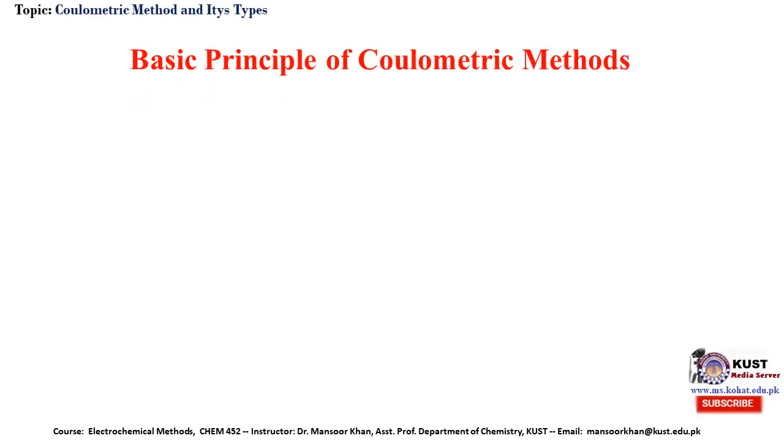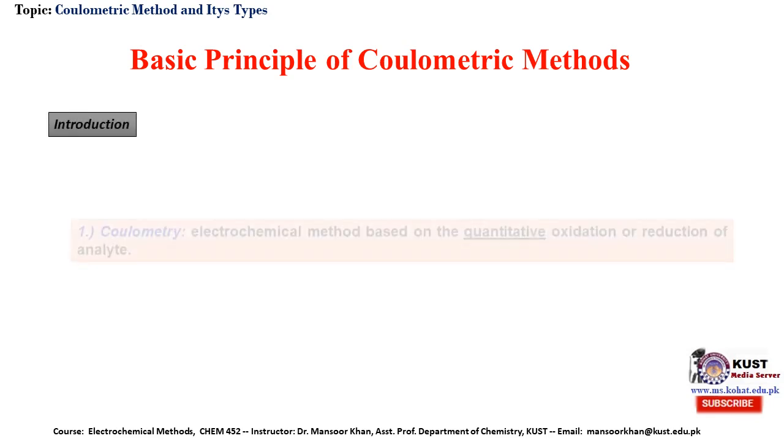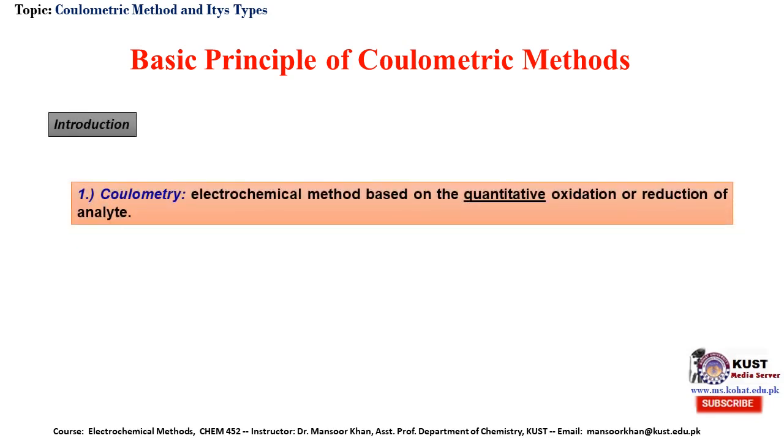Now the second part of our presentation is the basic principle of the colorimetric method. This is our main goal. In this whole chapter we will discuss colorimetric methods, which are used for qualitative and quantitative analysis. So a question arises: what is colorimetry? Colorimetry is an electrochemical method based on quantitative oxidation or reduction of an analyte.